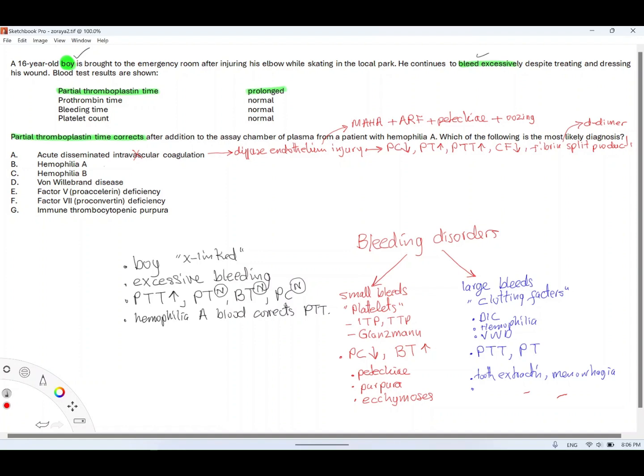Let's go to hemophilia A. Hemophilia, remember that DIC is not gender or sex related. It is just injury. It's usually like viral pathogens or maybe toxins in blood that can cause it. Let's go to hemophilia A. Hemophilia A occurs in boys. It's X-linked, okay? So it's X-linked, it is in boys. So that's one criteria so far meeting.